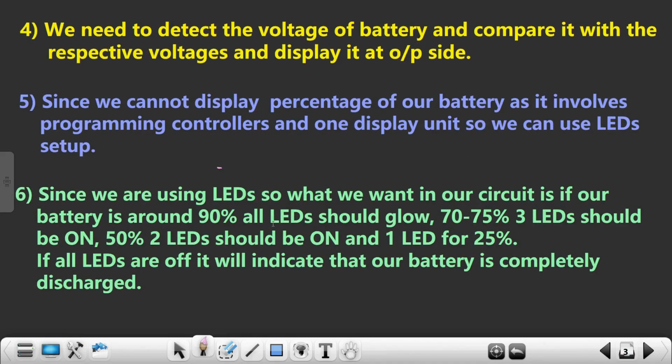Okay, and then we actually focus upon the output first. So this is what our output should be. That means 4 LEDs should glow if my battery is charged by 90%. 3 LEDs should be in on condition if my battery is around 70% of the overall voltage. 2 LEDs should be in on condition if my battery is around 50% charged, and so on, right?